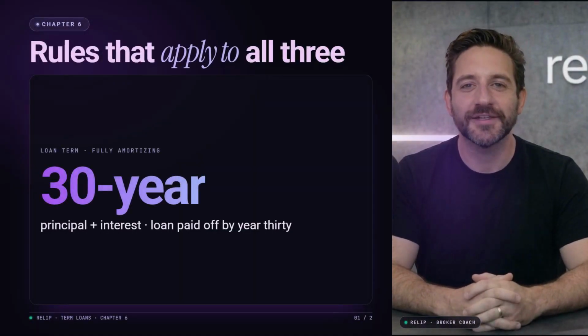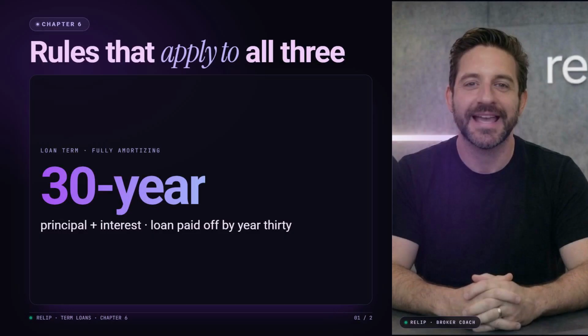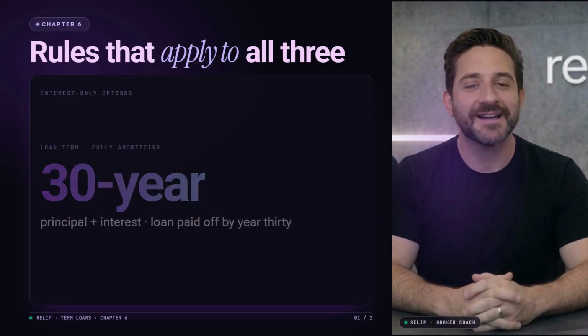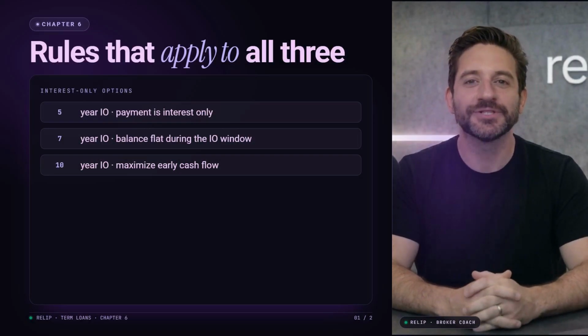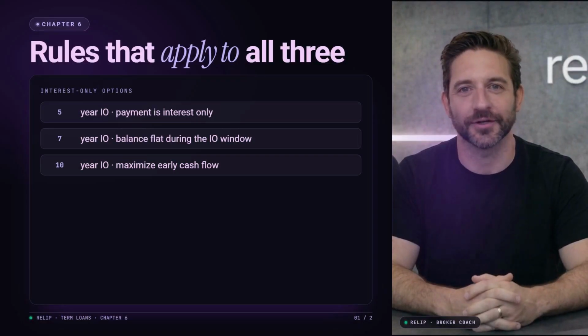The loan term is 30 years, fully amortizing, meaning the payment includes principal and interest, and by year 30, the loan is paid off. Most rate options have an interest-only period available, 5, 7, or 10 years, where the borrower pays just interest and the principal balance stays flat. That's useful for maximizing cash flow in the early years.